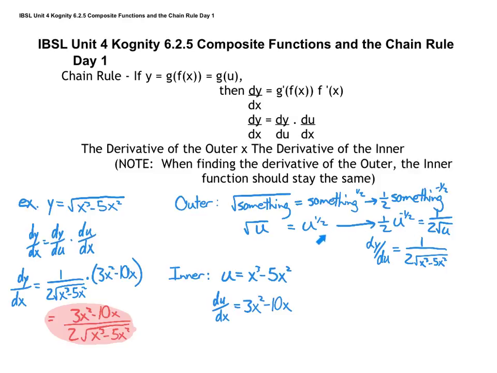Just like if I took the derivative of x squared, it's just 2x. The x stays an x. It doesn't change, because I was taking the derivative with respect to x. If I take the derivative with respect to u, the u stays a u. I just happen to know that u equals something, so I plug it back in at the end. Okay. All right?